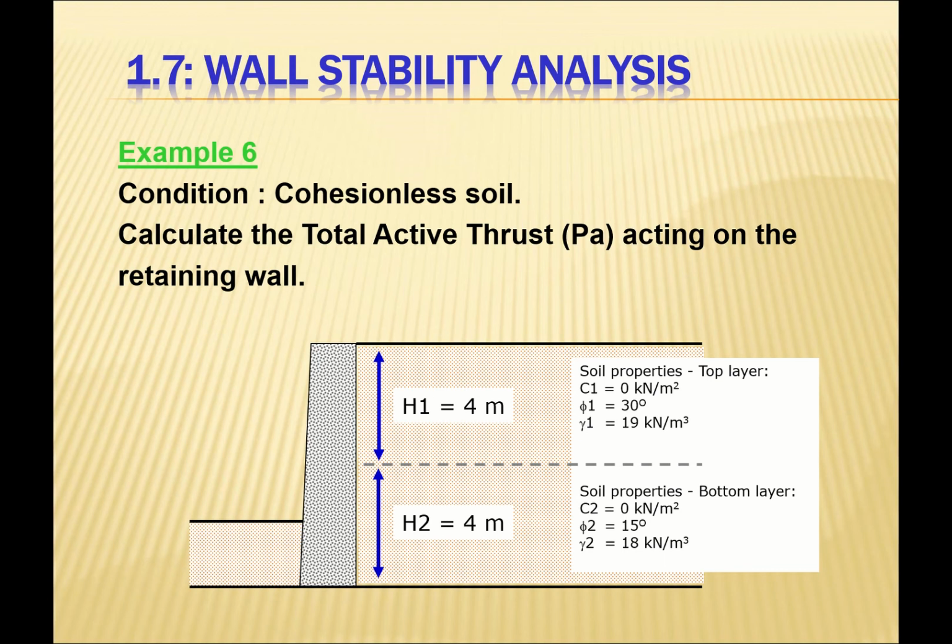So this is example 6. The case is that you have a retaining wall here, and then behind the retaining wall we have different layers of soil.